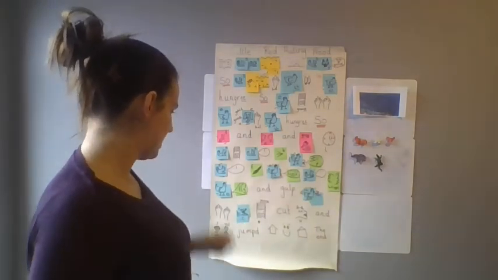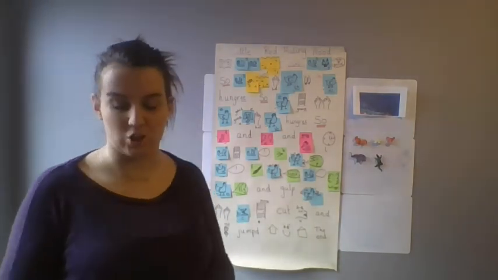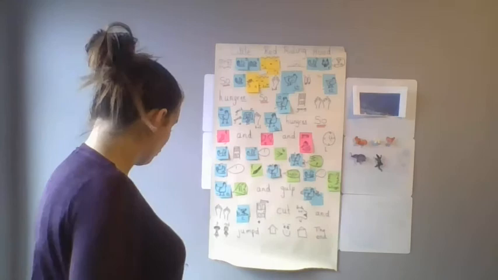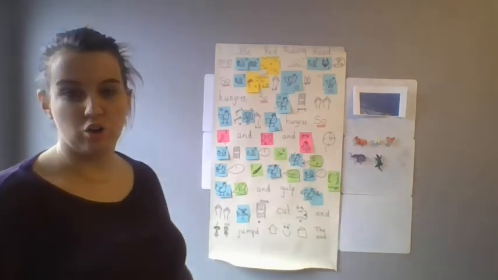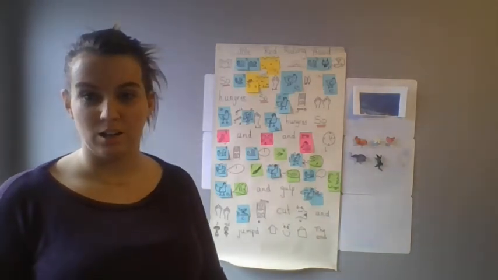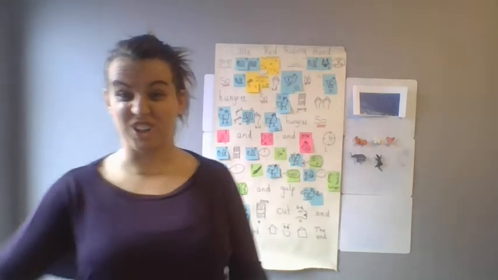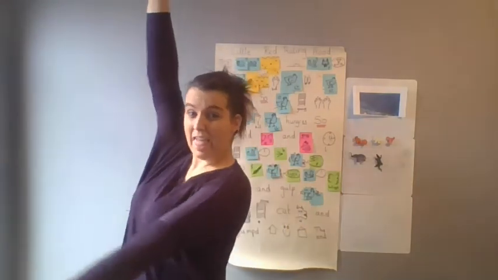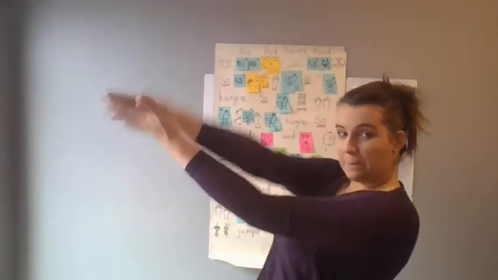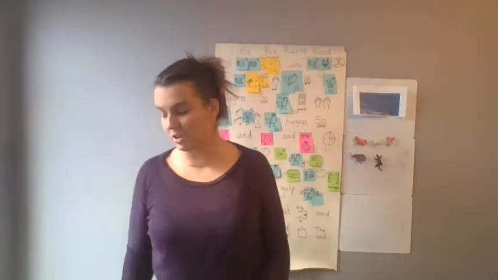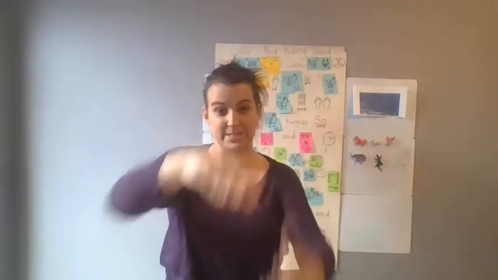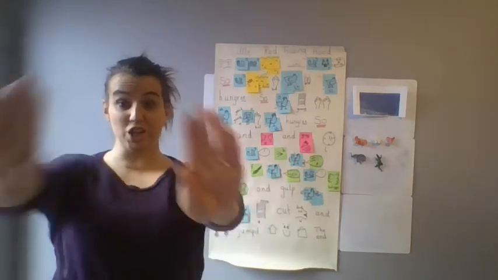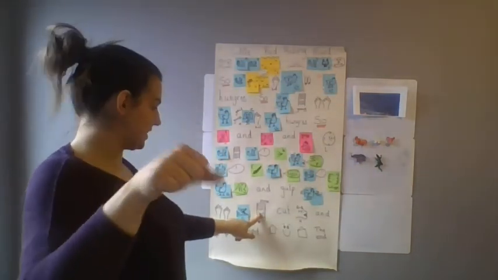Crocodile. Okay, so suddenly, what action do you think we could do for crocodile? Crocodiles have really big jaws, don't they? And they go snap, snap, snap. So do you think we could do that for our crocodile? We could go snap, snap, snap. So suddenly, a crocodile got to Granny's house.